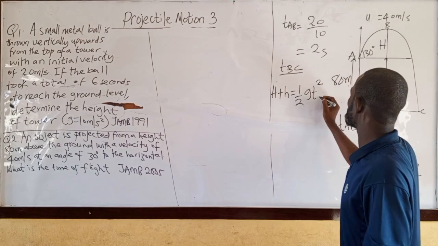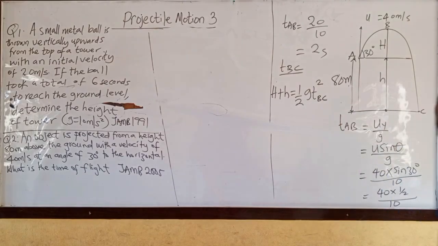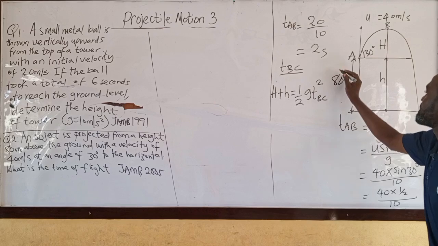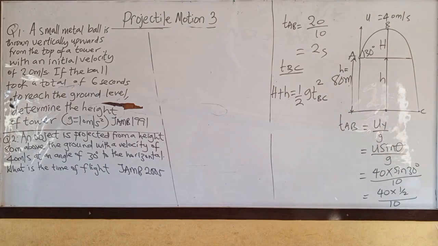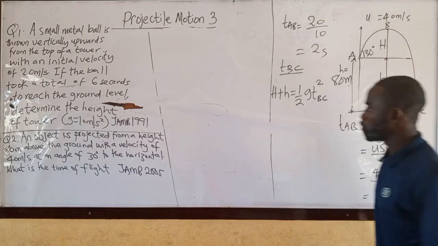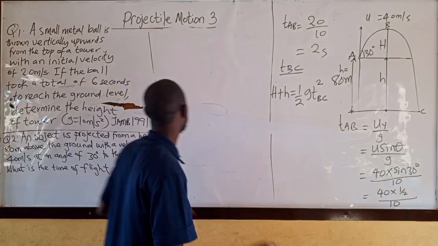RGT squared. And this is not what now? Our BC. See, correct this formula? So our h is this 80, small h. So we need what now? Big H. Are you with me? We need this big H. So let us go for the big H.